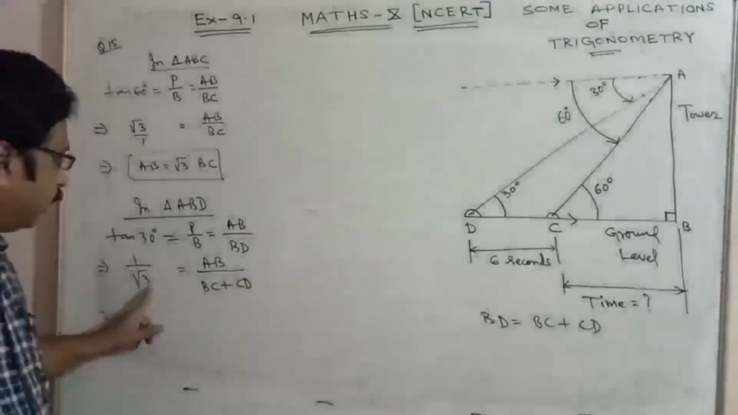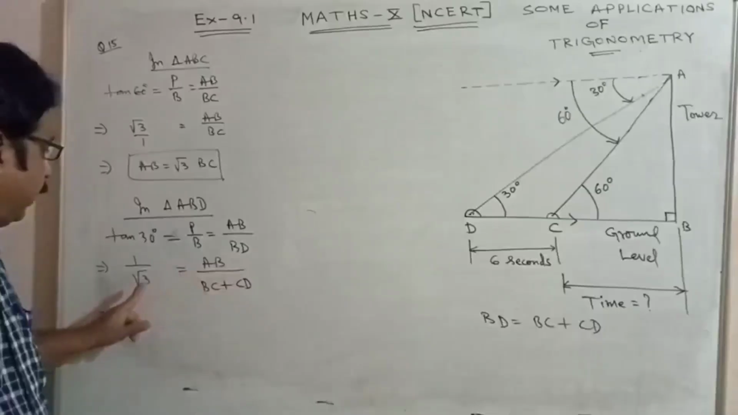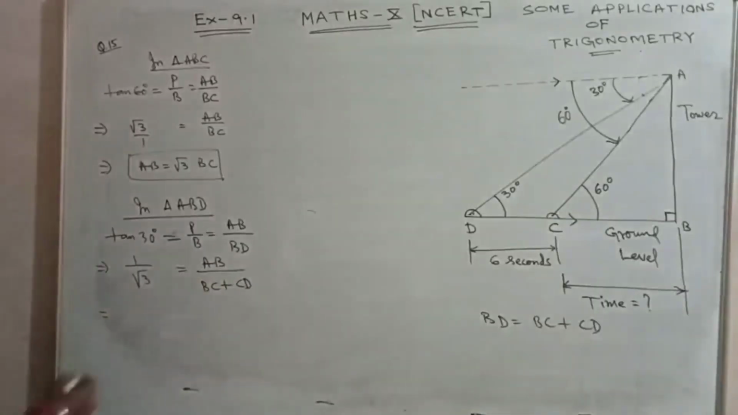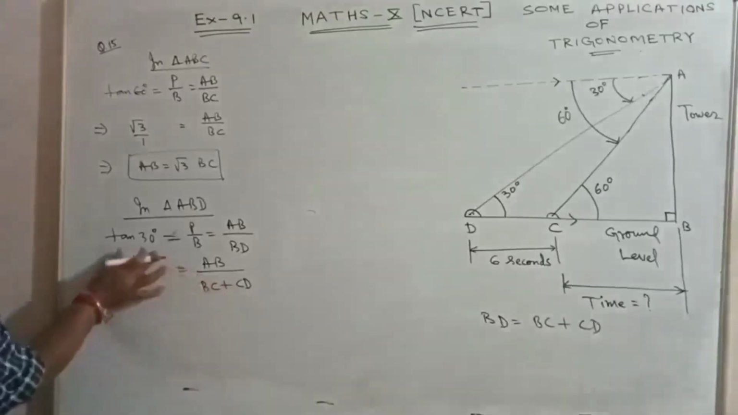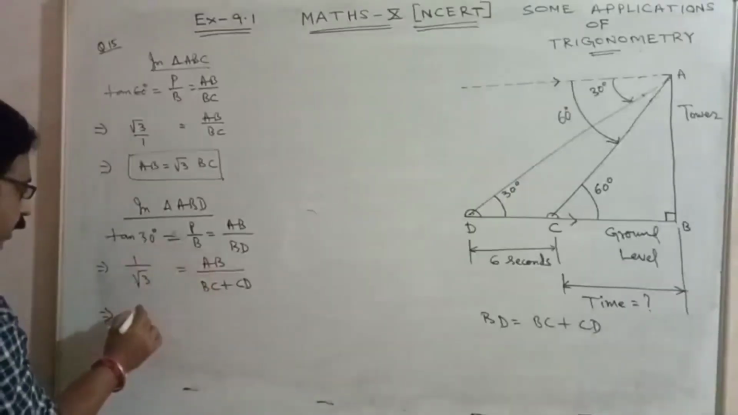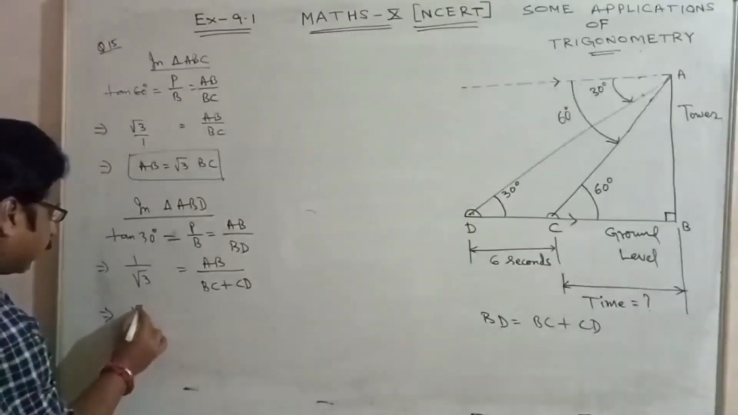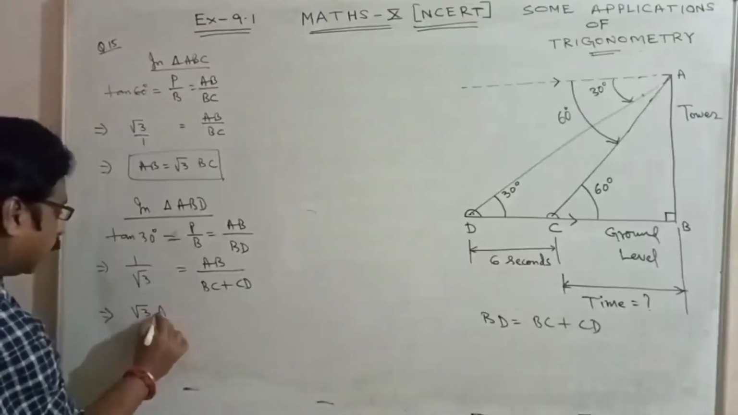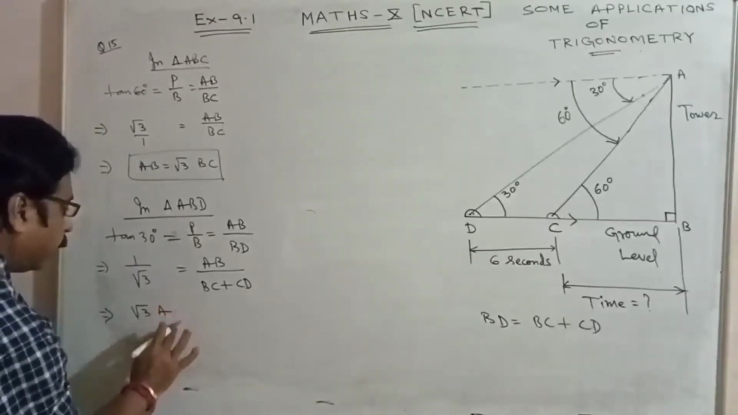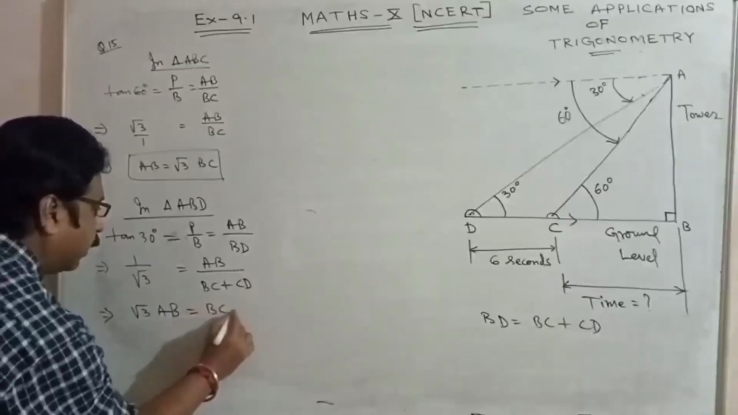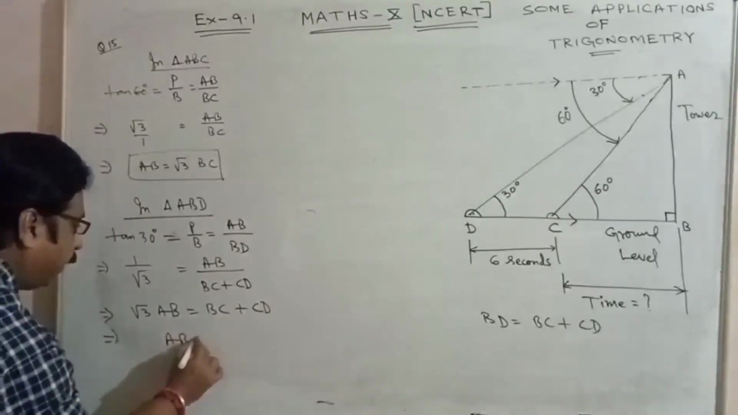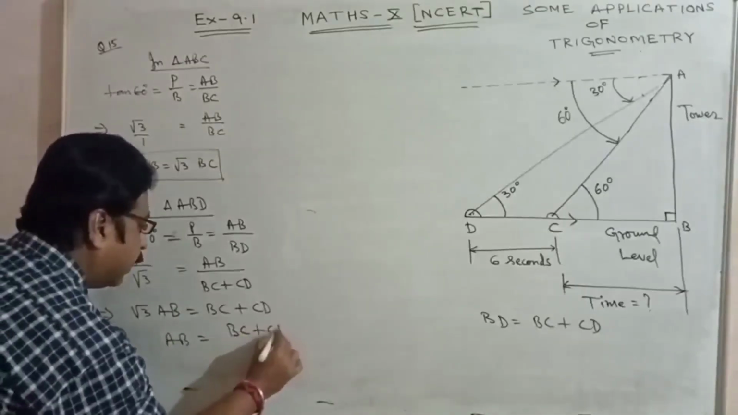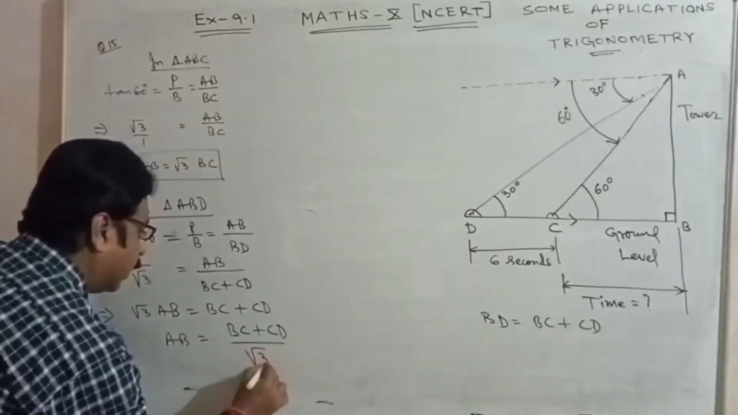Now root 3 shift here, then AB shift here, or you have to do cross multiplication here. Suppose this BC plus CD you can shift here. If it is shifted here, it will be BC plus CD upon root 3, we can write AB. Or if you do not understand, make one more step. Root 3 into AB equals to BC plus CD. That means AB equals to BC plus CD upon root 3.